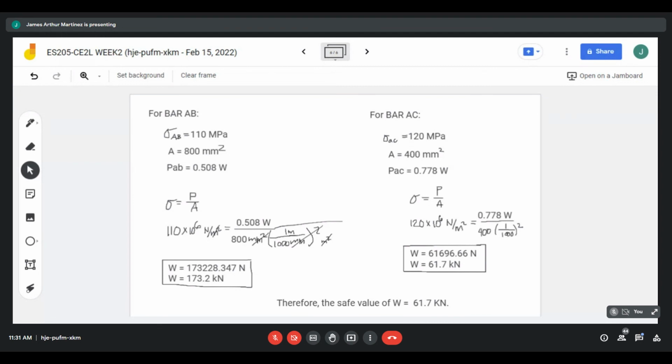So if you are asked to determine the allowable stress, maximum allowable weight, or maximum allowable load, then always choose the least value so that your structure is safe.